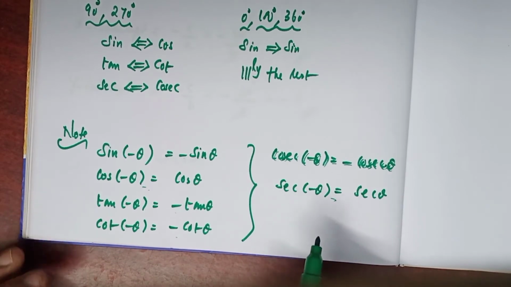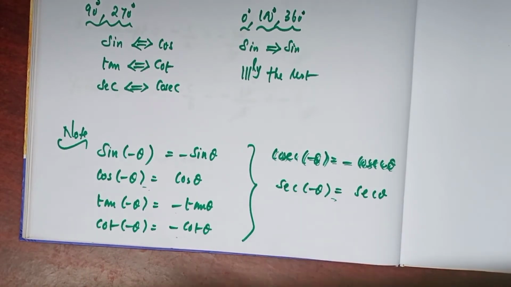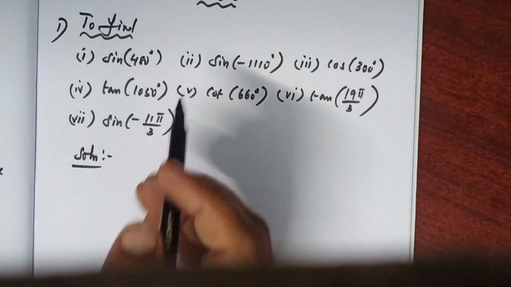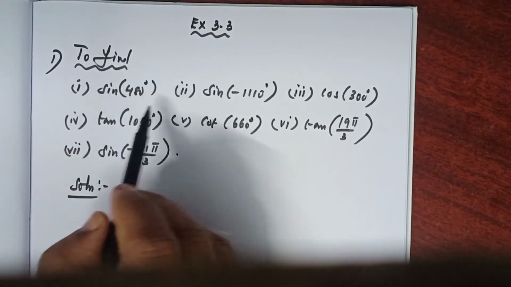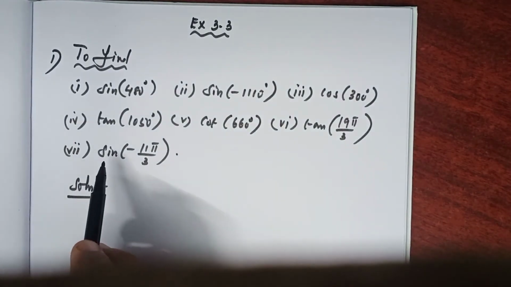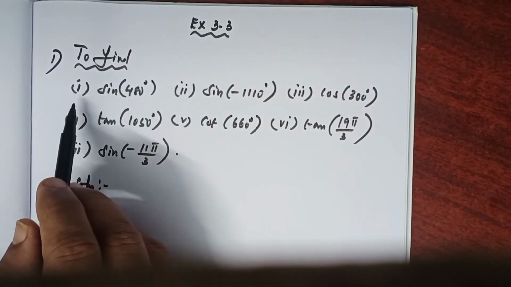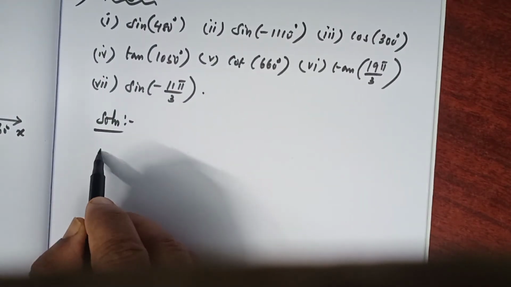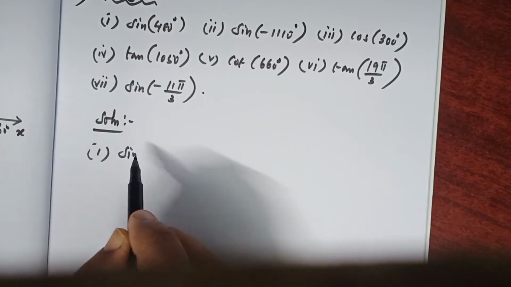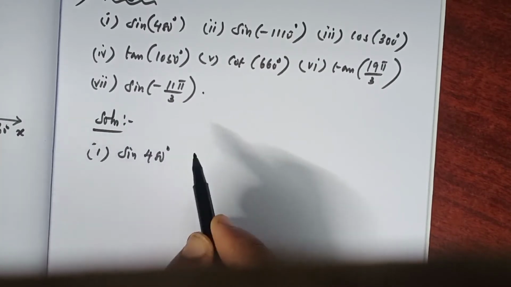Now you can get into that exercise. Exercise 3.3, question number 1. Find the values of; totally 7 subdivisions are there. We can do one by one. Subdivision number 1, sine 480 degrees.